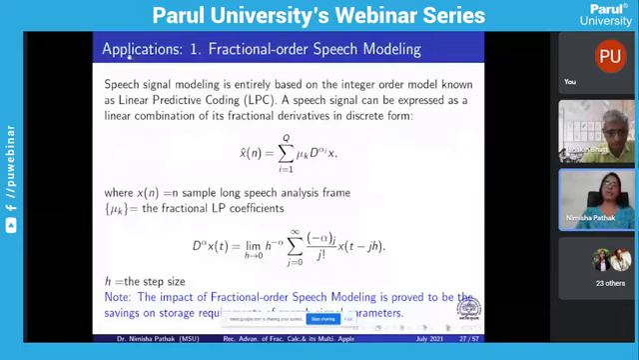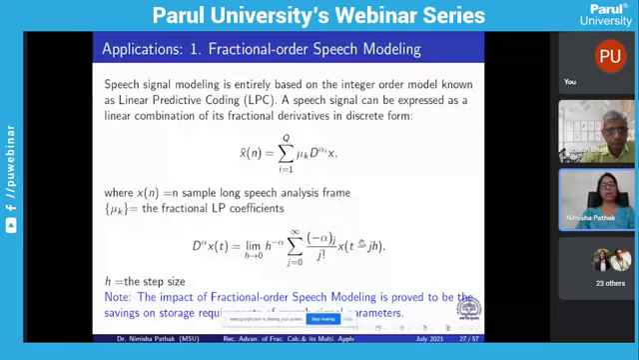The first application is fractional order speech modeling. Speech signal modeling is traditionally based on an integer order model known as linear predictive coding, that is LPC. It is given by this particular model, where D alpha is the Grunwald-Letnikov derivative, which is a discrete version of the fractional derivative. X_n is the n-th sample of a long speech analysis frame, and this Grunwald-Letnikov derivative is defined by this particular notation, where h is the step size.